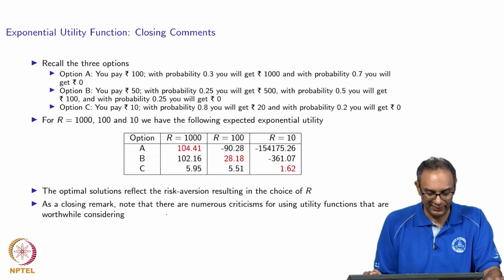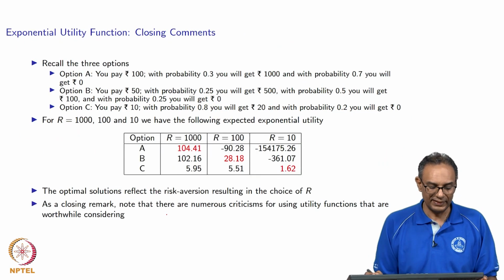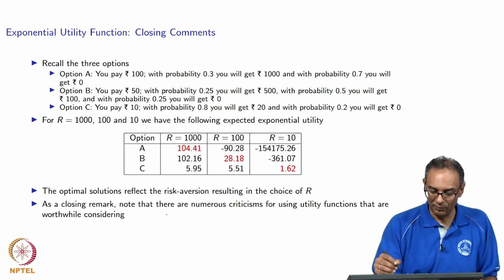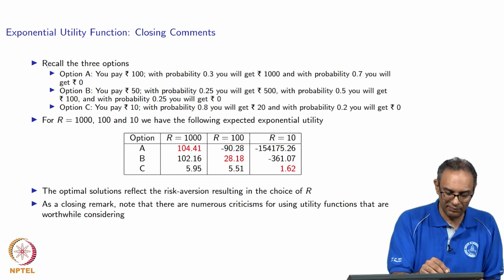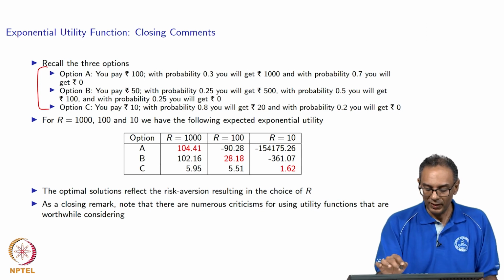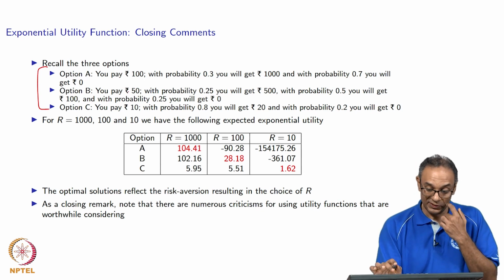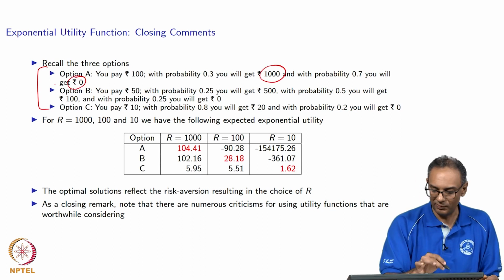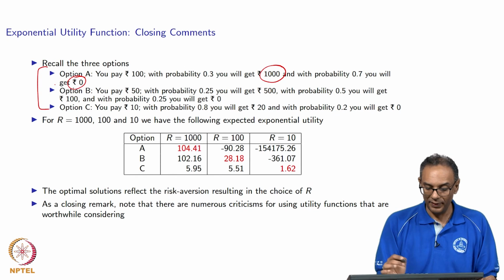So let's go to the next slide, which is as follows. It says here, now if I plugged in a different set of numbers, remember these all still remain exactly the same. The first option is to gain 900 rupees with probability 0.3 and lose 100 rupees with probability 0.7, and so on.